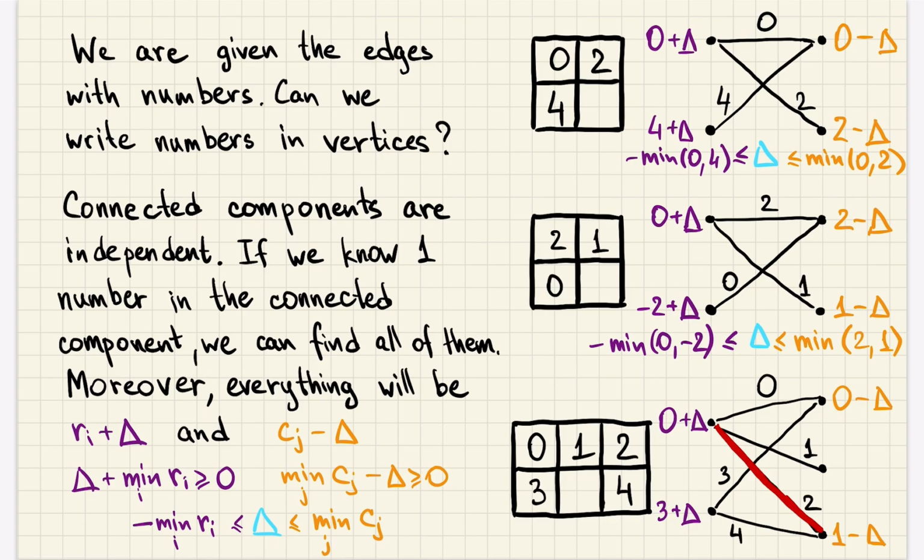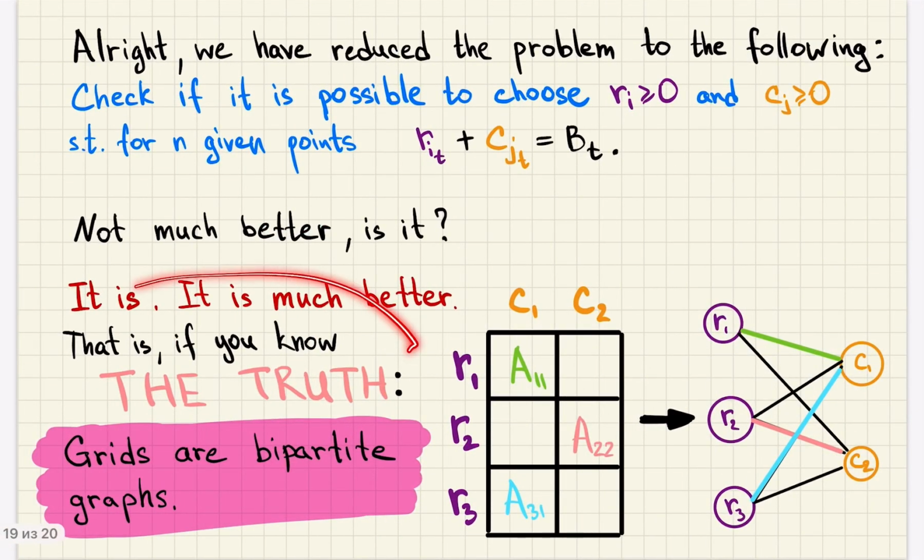That's the solution. It works in linear time. And I think it is very beautiful. It has two big parts: understanding that there should exist Ri and Cj, and then the truth about grids being bipartite graphs, which is a really cool idea that can be used in a lot of problems. That's it for the second episode.